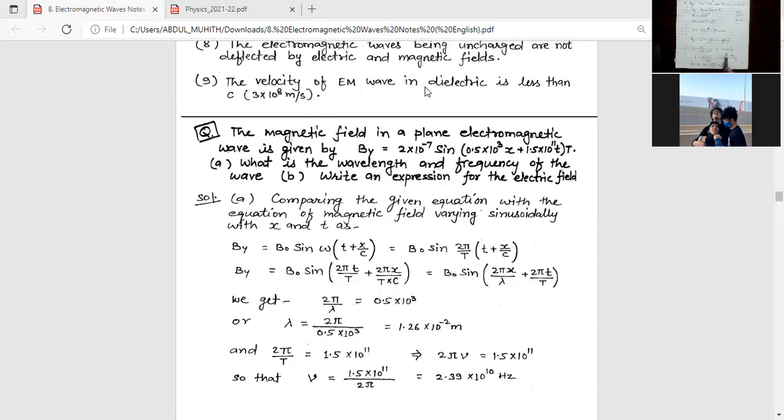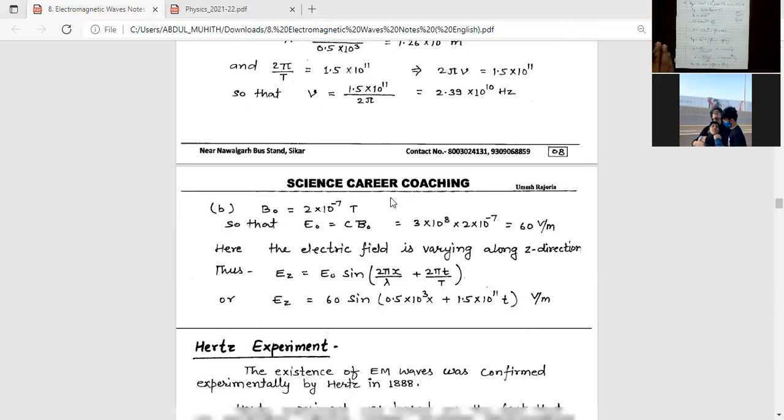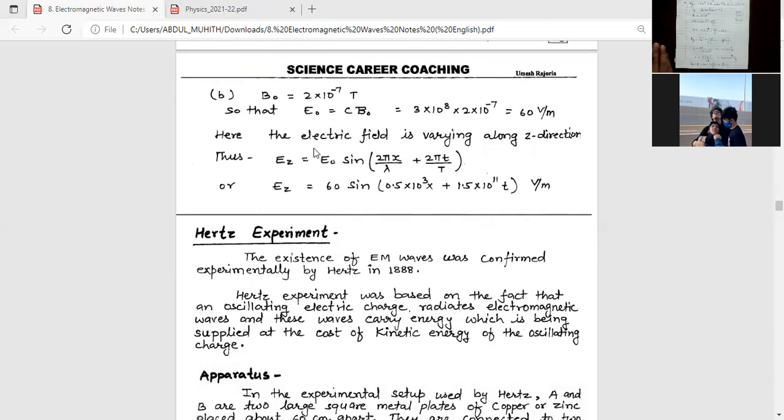And we have lambda with us. Just substitute the lambda value here, and in the place of t, just substitute the value and simplify. You will get this answer. See here, everything is the same. Only E0, you see how to calculate E0? E0 is C into B0. You just write that one.